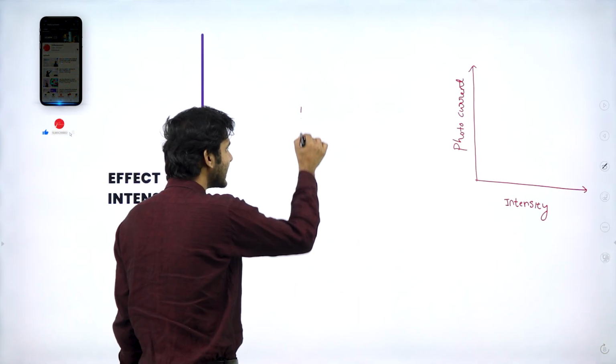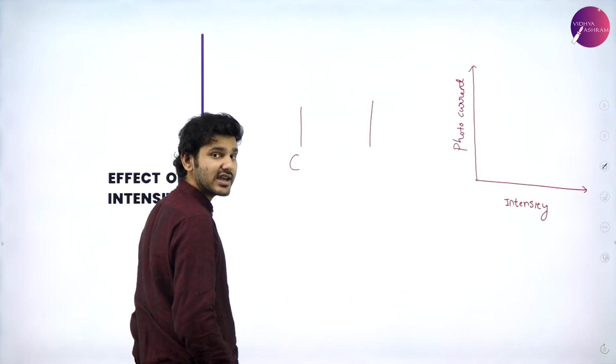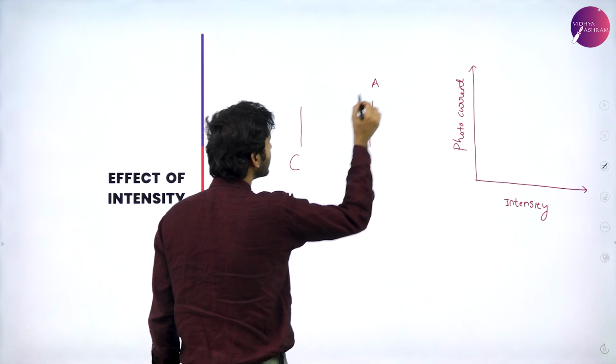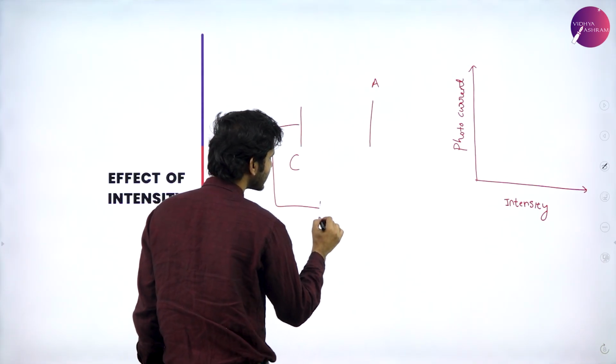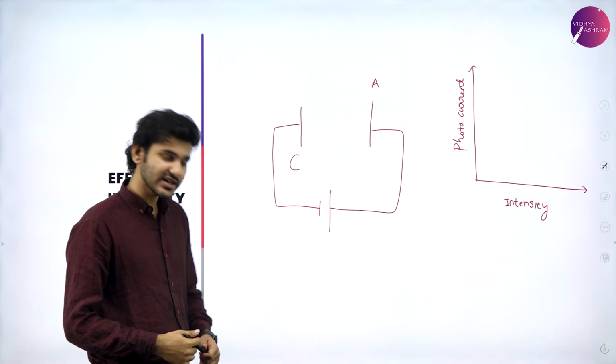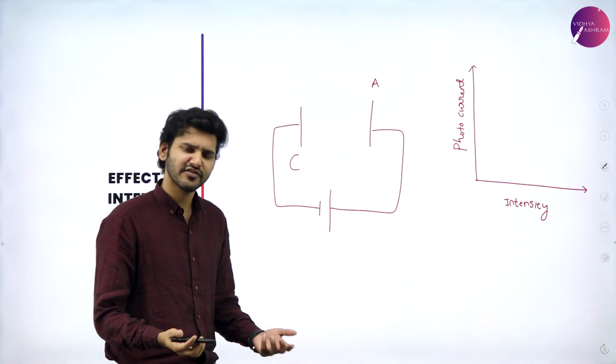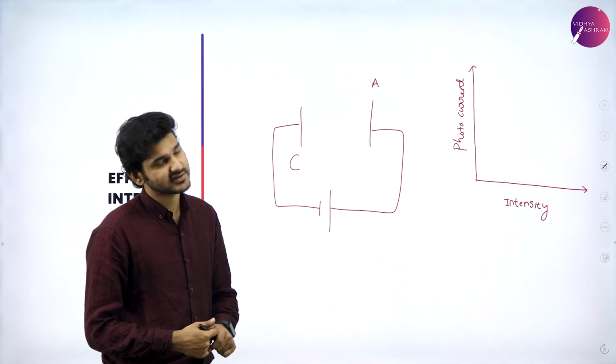So there is an emitter plate, that is C, cathode, and there is a collector plate, that is A, anode, and both of them are connected to a battery so that they maintain opposite potentials. Now again, the electron is accelerated in between, producing photocurrent. All this we saw in the previous session.